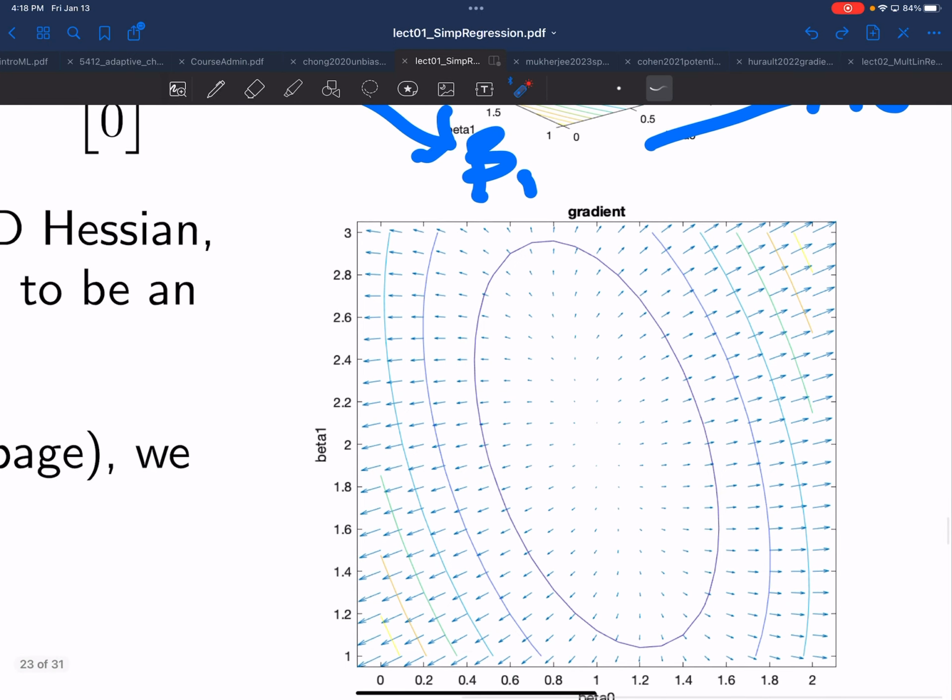Okay, so what is special about the gradient that helps us minimize the function? Does anybody have any ideas? So when you look at this picture, where's the minimum? Right in the center. Right in the center, yeah. And what's special about the gradient right in the center? It's zero. It's zero, exactly.